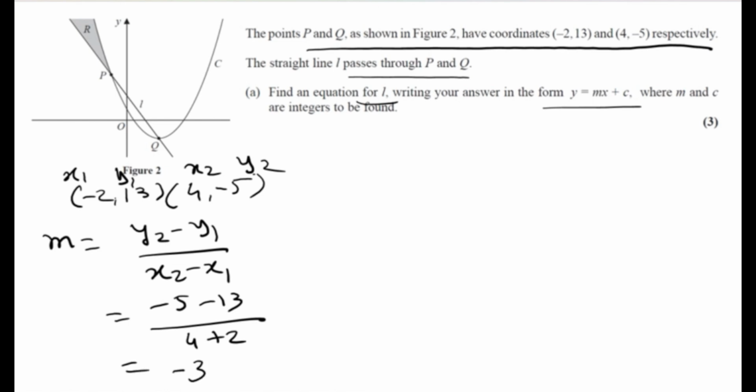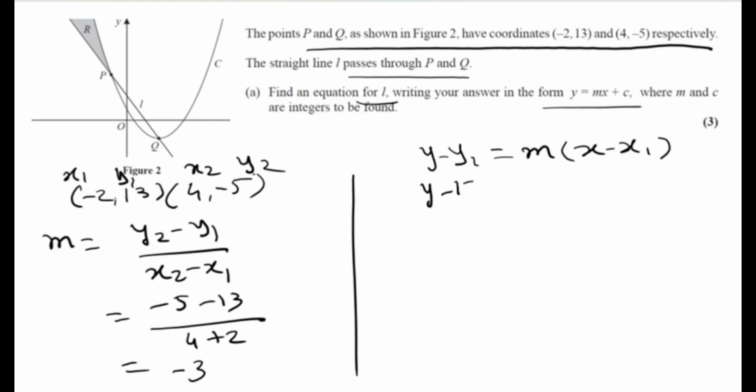So the gradient for this line is minus 3. Now we have to form the equation in the form y = mx + c. We can use the formula y − y1 = m(x − x1). We use this in IGCSE, so you must know this. So y − 13 = −3(x + 2).